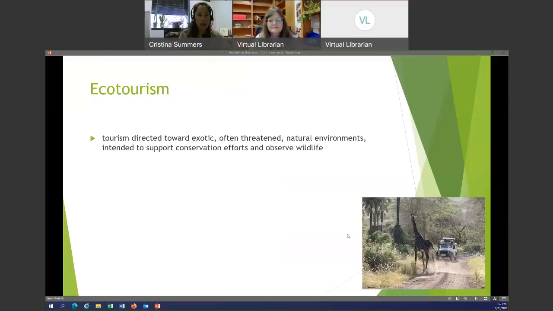If you've ever taken a whale watching tour, a bird watching tour, anything like that, or going to, I don't know, Costa Rica and doing zip lining, just basically recreating outdoors and spending money, helping that local economy, you're contributing to ecotourism. Of course, that's grown a lot over recent years and become more popular.